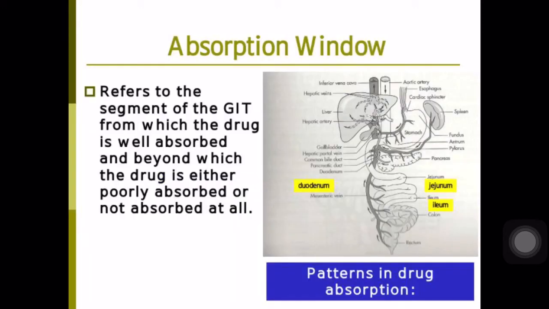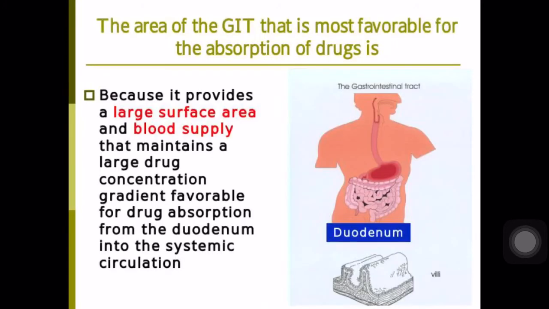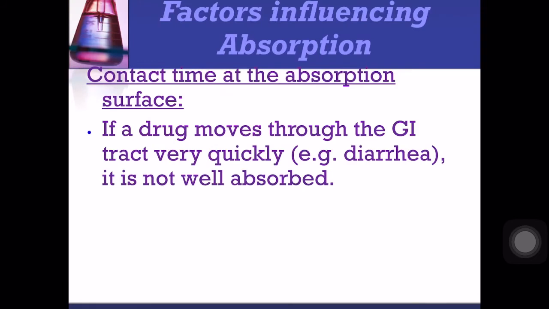You have a part in your GIT, a segment, where the drug is well absorbed and you call it the absorption window. Well, beyond that absorption window, the drug is either poorly absorbed or not absorbed at all. And that absorption window is at the proximal area. It has a large surface area. It is well supplied with blood and it maintains a large drug concentration gradient favorable for drug absorption. So, sa duodenal yon, proximal area.